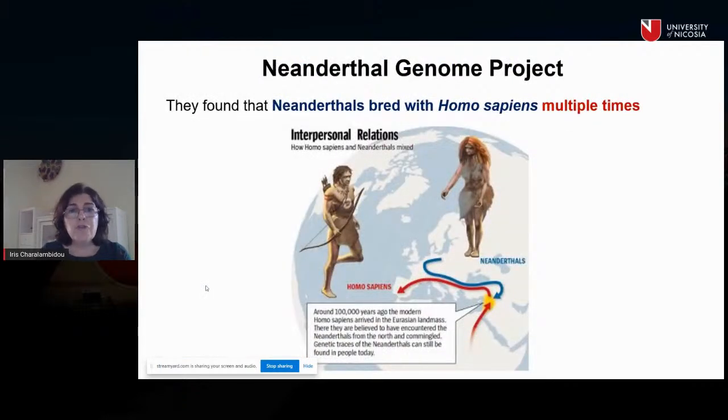They actually found that the Neanderthals, the Neanderthals are over here, by the way, interbred with Homo sapiens on many occasions. When they decoded the genome of the Neanderthals, they realized that modern humans, Homo sapiens, have some DNA that we inherited from the Neanderthals because of this interbreeding that was taking place. And how did this happen?